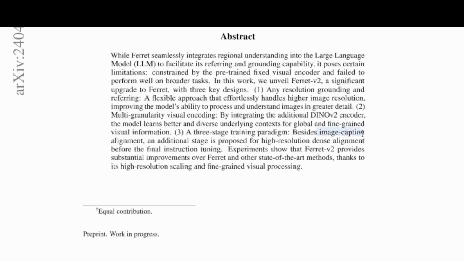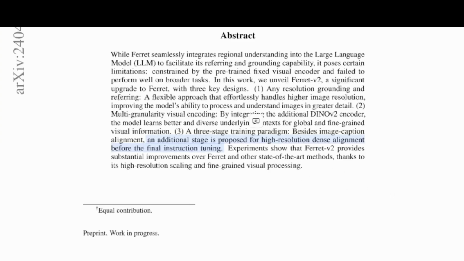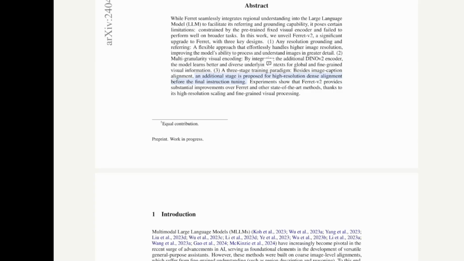So they said, beside image caption alignment, which is the first step, an additional stage is proposed for high resolution dense alignment before the final instruction tuning. So in this middle step, actually what they are doing is for every object in the image, they are asking a specific question like describe this object in this position or where is that object located, stuff like that. And that is intermediate training that improves the model performance on grounding and referring. And the experiment results showed that Ferret-v2 is actually better. So that's the whole idea of the paper.